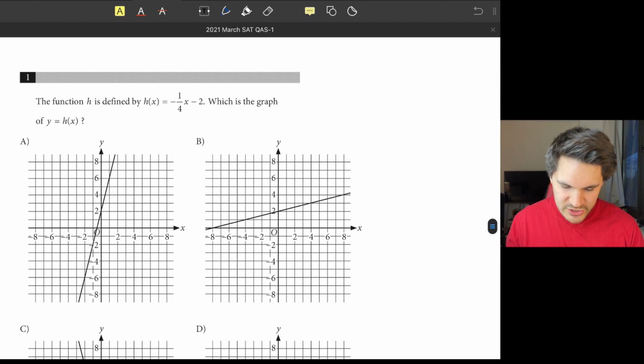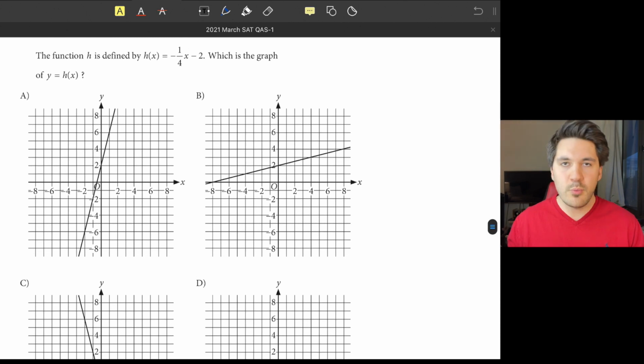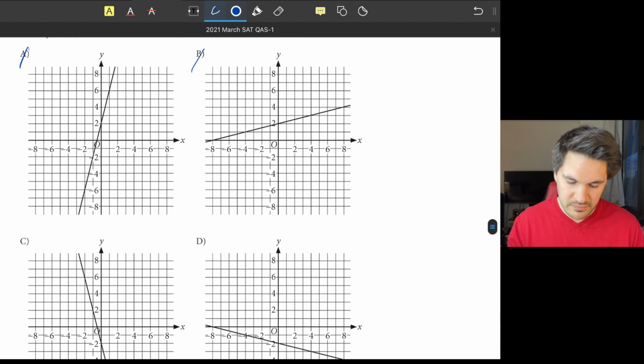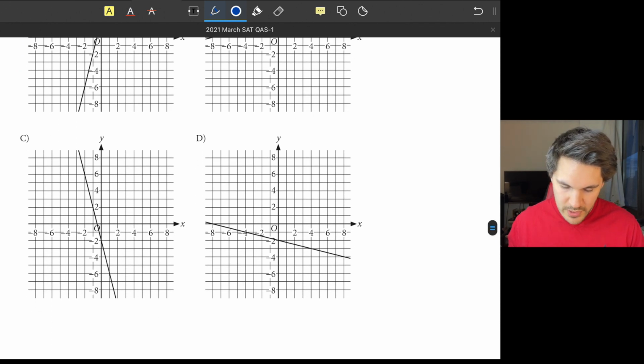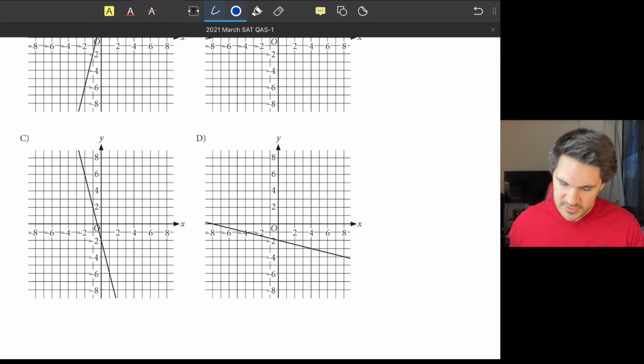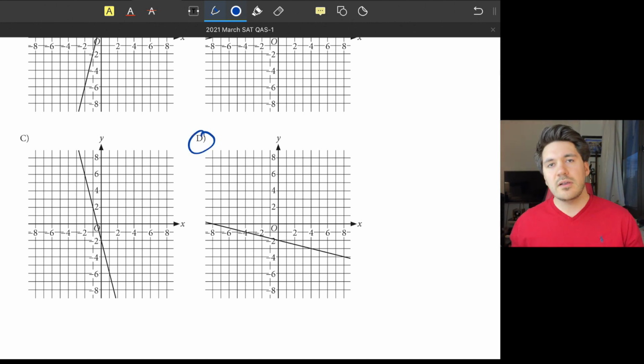The function h is defined by h of x is equal to negative 1/4 x minus 2, which is the graph of y equals h of x. So let's see. We're going to look to see which graph has a y-intercept of negative 2 and a slope of negative 1/4. Clearly, A and B are out because they do not have a y-intercept of negative 2. C and D have a y-intercept of negative 2. Let's see which one has a slope of negative 1/4. That means down 1 over 4. And it looks like that's going to be D. So D is our answer.